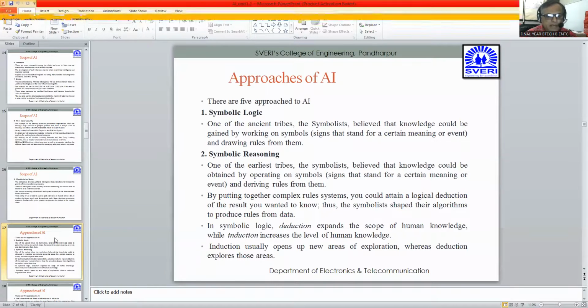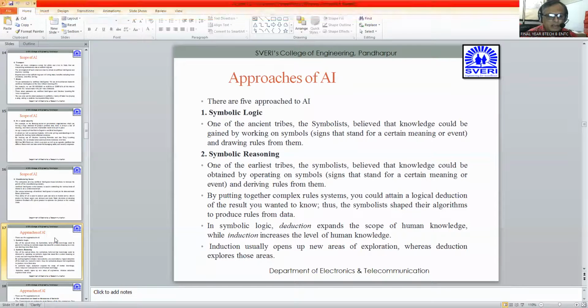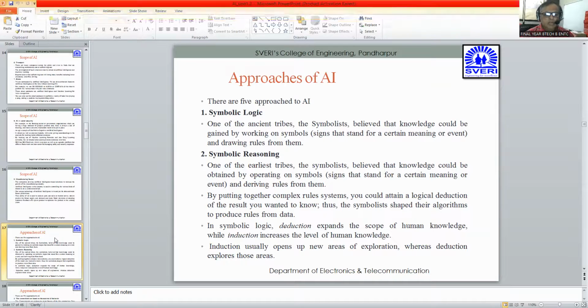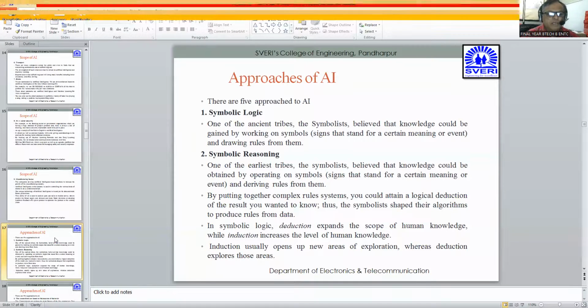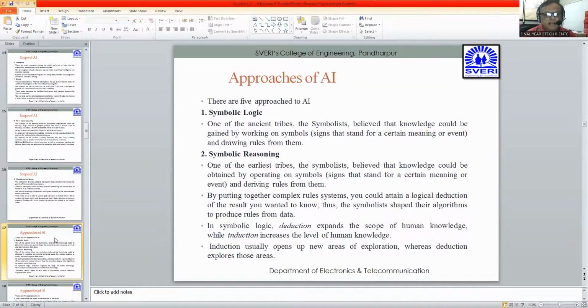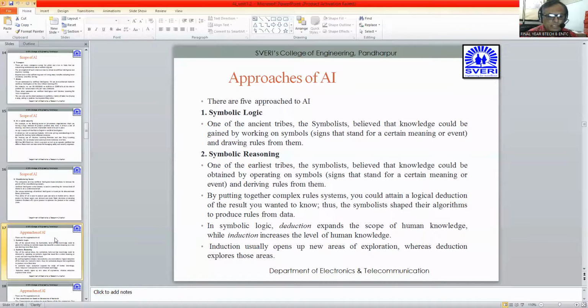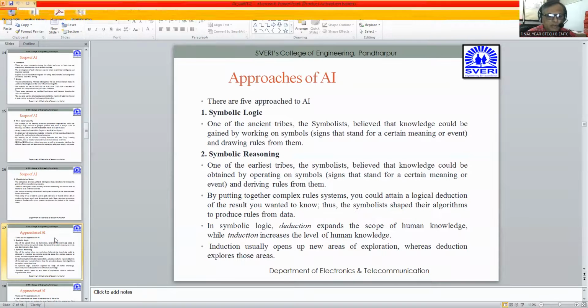So by applying the symbols for the logic and applying complex rules together, the logical deduction of the results can be obtained, and that can help you shape algorithms to produce rules from the data. That is what symbolic reasoning is. It is much like what symbolic logic is about. In symbolic logic, deduction expands the scope of human knowledge, while induction increases the level of human knowledge. So there are two things in the case of symbolic logic.